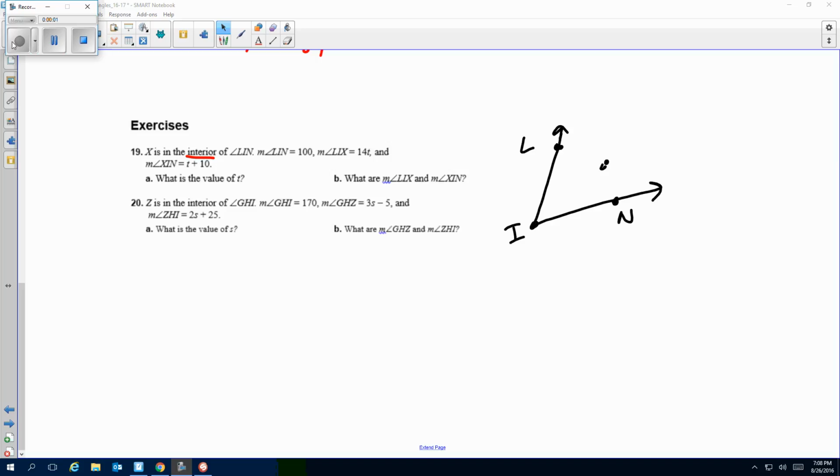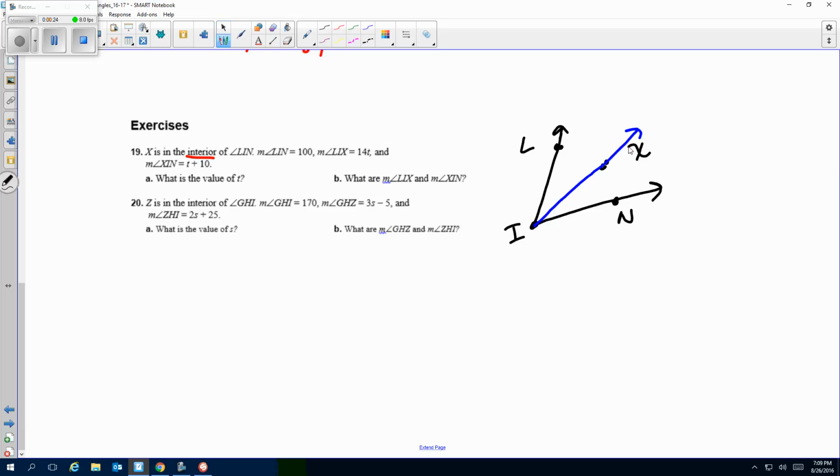Alrighty, I got it kind of fixed up. Let's finish this one. I was in the middle of putting X in the interior like such. Whenever I have X in the interior, you need to draw a ray from the vertex, which is I, to X, like such. So we can create our additional angles.